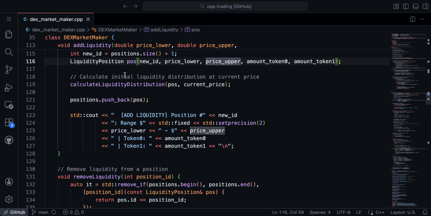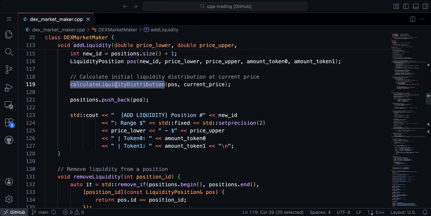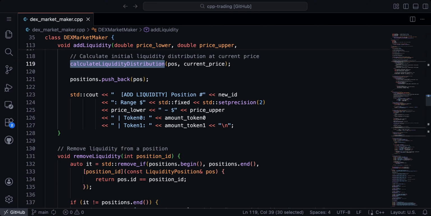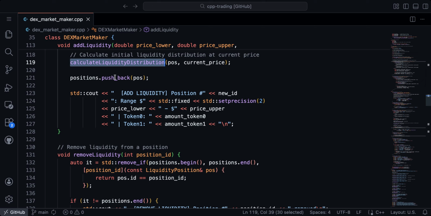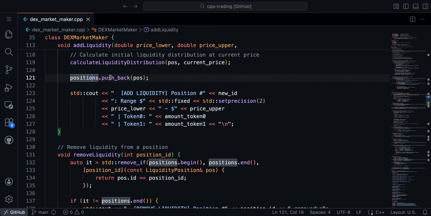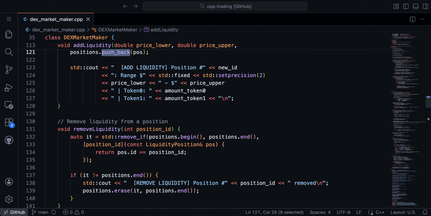We then call calculate liquidity distribution to determine how the liquidity should be distributed at the current price. This is important because the distribution depends on where the current price is relative to the range. We push the position to our positions vector. Finally, we print a message showing the position details using fixed and set precision with 2 to format prices to 2 decimal places.